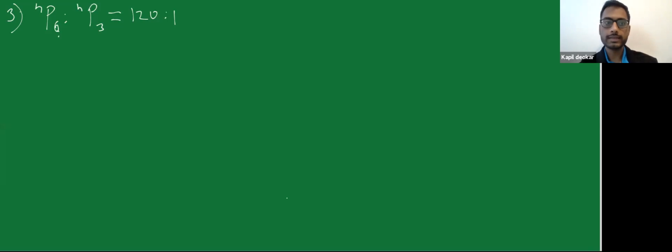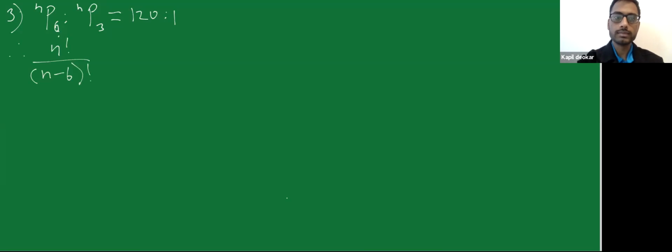Okay, so the question is given as nP6 is to nP3, which is equal to 120 is to 1. Therefore, for nP6, we have learned the formula for nPr yesterday. The nPr formula is n factorial upon n minus r factorial. Instead of r, 6 is given, and in the place of n we have n itself, and we have to find the value of that term, n. So let us apply the formula. nP6 is nothing but n factorial upon n minus 6 factorial.